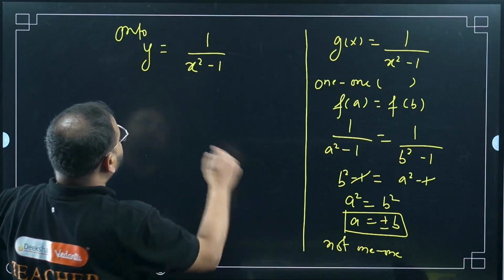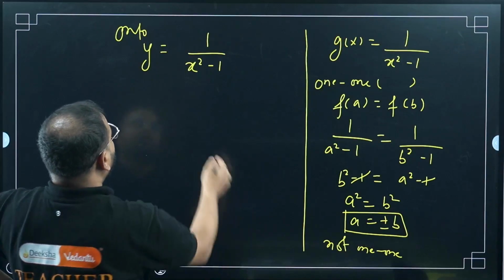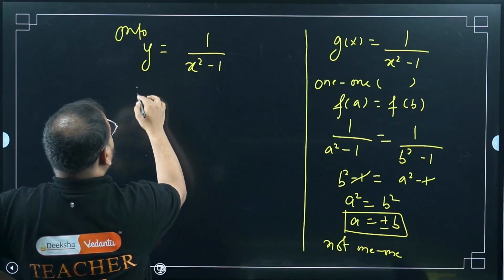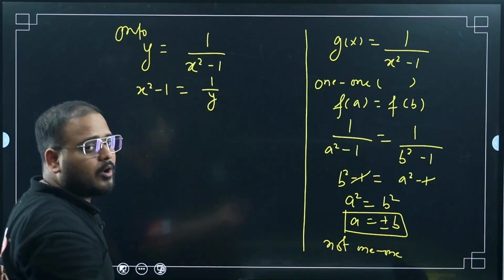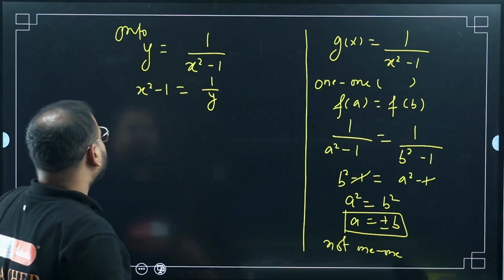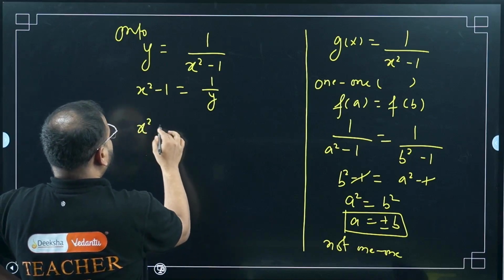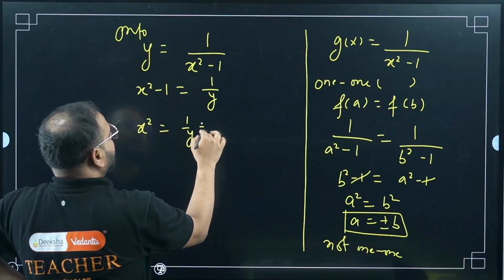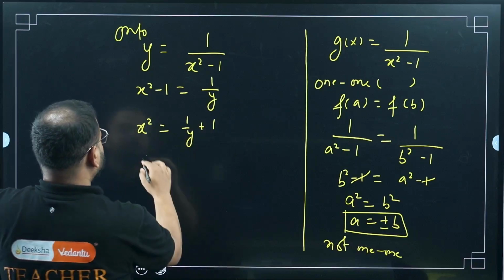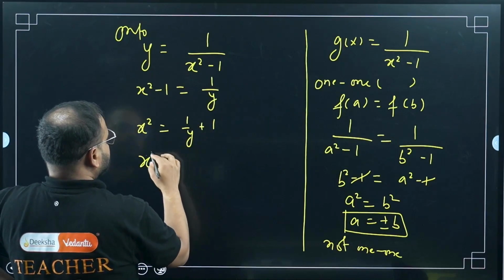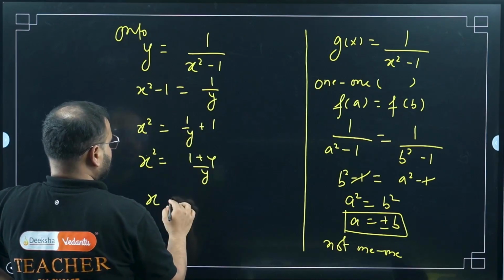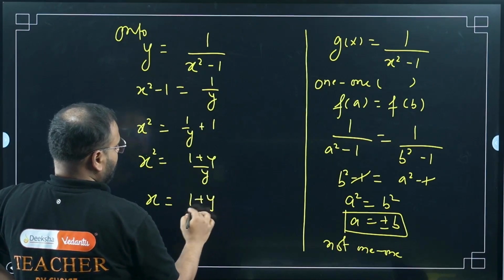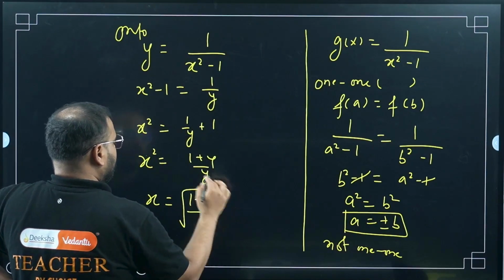Okay. So if I solve for x, what am I going to get? I'll get x square minus 1 equals 1 upon y. I'm making x the subject. So x square equals 1 plus 1 upon y. So I get x square equals 1 plus y upon y. So I get x equals the root of 1 plus y upon y.